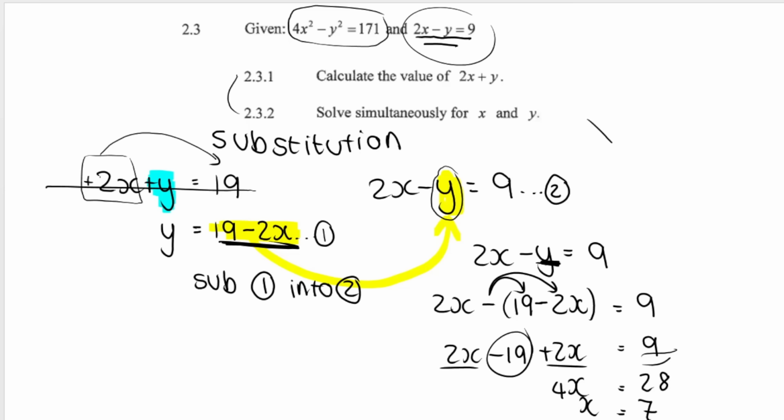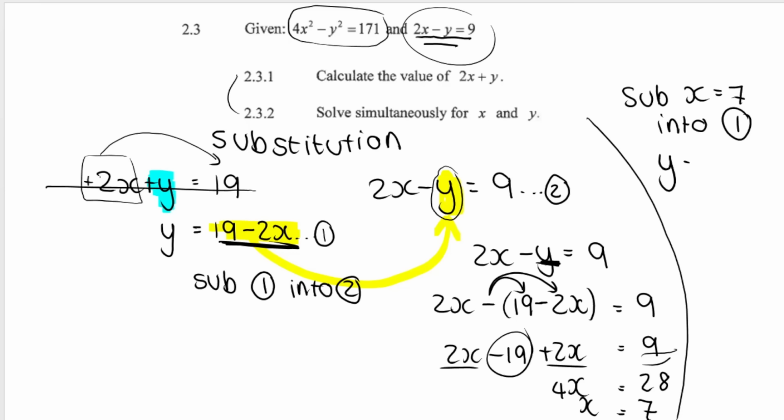Then you must still remember to go ahead and find y. So to get y, sub x is equal to 7 into number 1. It doesn't matter which one you sub it into. I'm going to sub it into number 1 because it's easier. 19 minus 2x. 19 minus 2 times 7. That's 19 minus 14, which is 5. Y is equal to 5.